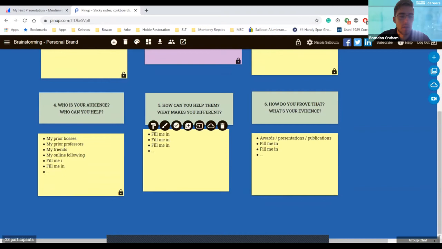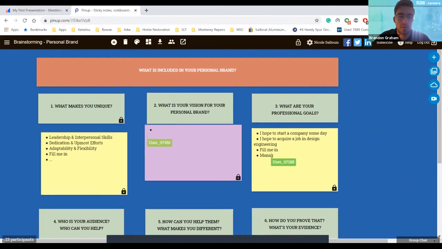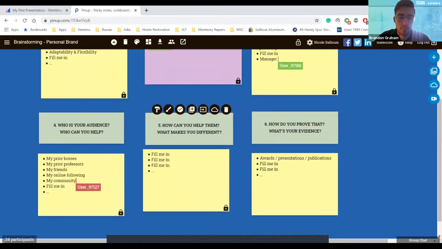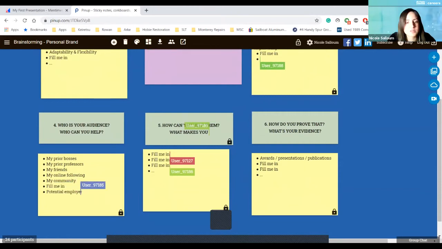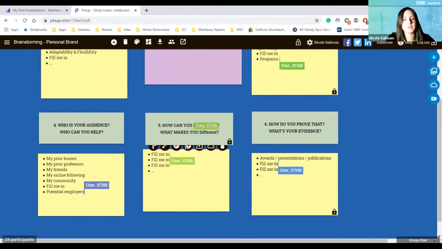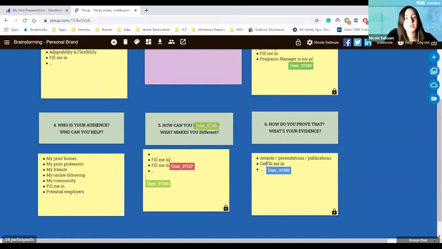We could probably use some feedback here in number 5. How can you help them? What makes you different? So in other words, how can you help the person that you're speaking with? Yes. So the people here, if you're applying for an internship, let's say in automotive, how can you help? So what do you have? What kind of experience or expertise do you have in automotive that can help the company that you're applying to?